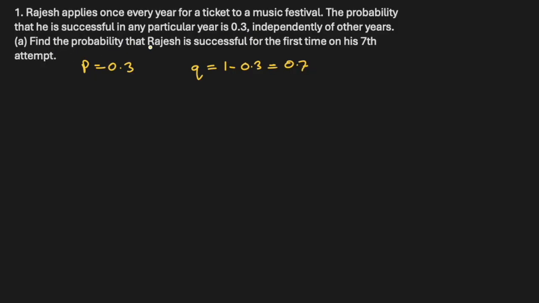Find the probability that Rajesh is successful for the first time on his 7th attempt. That means he fails 6 times, so q to the power 6, and then he gets success. What is q? Q is 0.7, so we write 0.7 to the power 6 and multiply it by 0.3 for success. That will be the probability that he gets success for the first time on the 7th attempt. If I use my calculator, I get 0.0352947, which we can round off to 3 significant figures, 0.353.